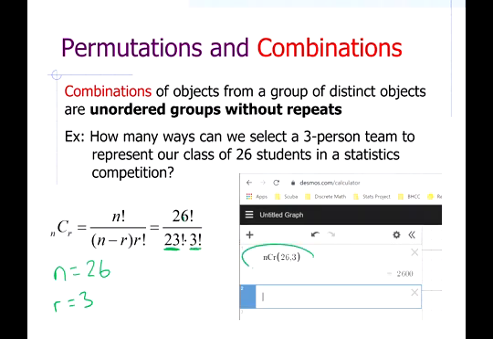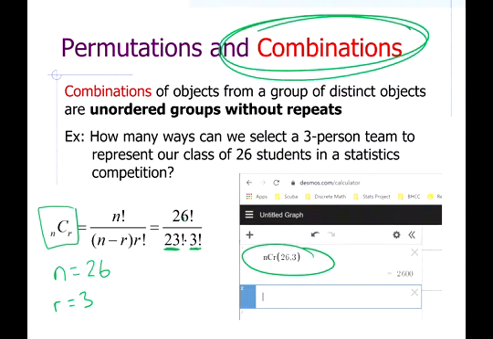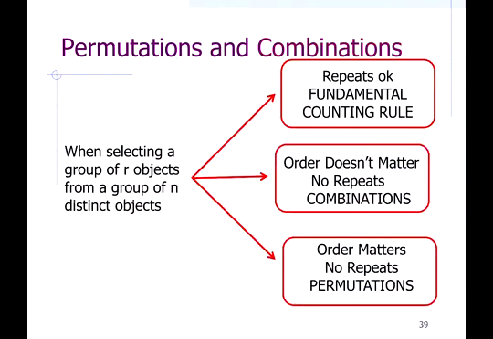Again, this goes right into Desmos. You just type in, just like with the permutations, lowercase n, capital C, lowercase r. As soon as you type that in, Desmos knows you're talking about combinations. And the calculations become very straightforward.